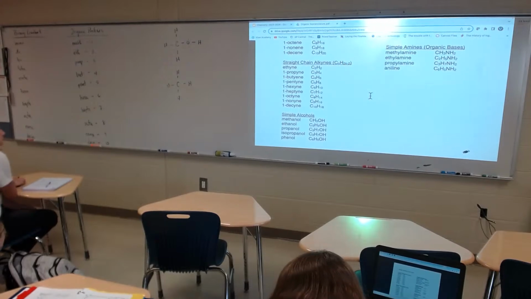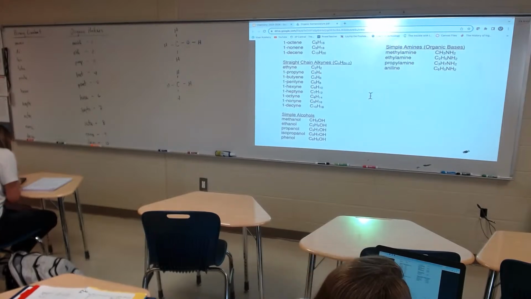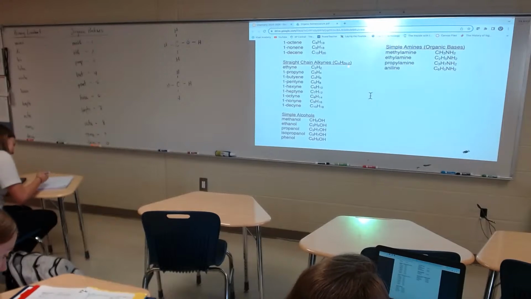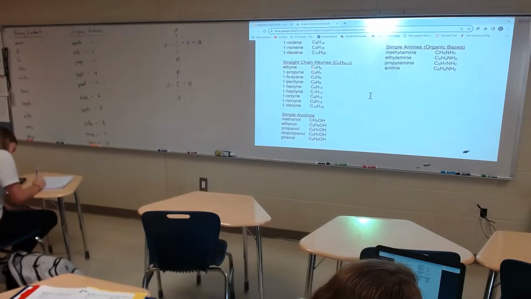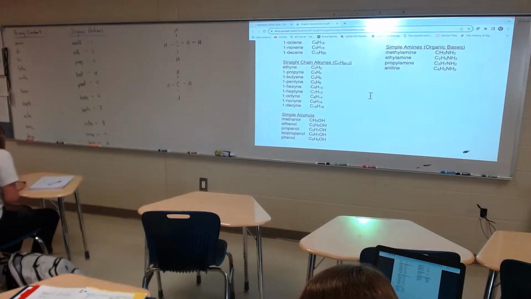Well, 3 times 2 is 6. Oh, my fault. Minus 2 from that. Okay, let's try again. Oh, my bad. Propyne means 3 carbons, right? And then we need this formula. Right, so 3 times 2 is 6, minus 2 is 4. So propyne is C3H4. Pentyne, C5H8. 5 times 2 is 10, minus 2 is 8. See how it works?